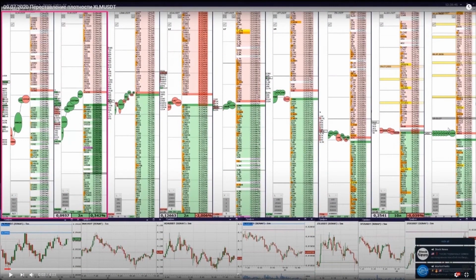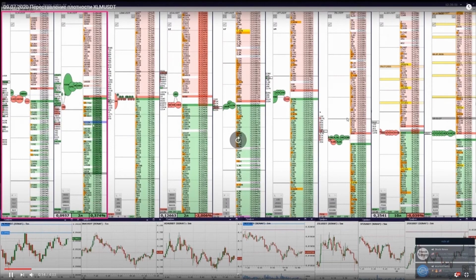The next we have is the XLM trade on the futures. Here the density will be replaced, so this participant will be trying to realize his volume. So what do we have here? I'm seeing a really big volume density, about 9 or 10 million, between these prices. So I decided, why not try to open a position from it.